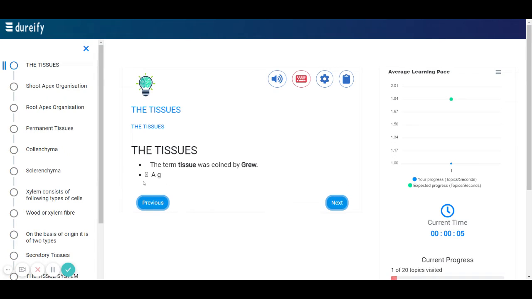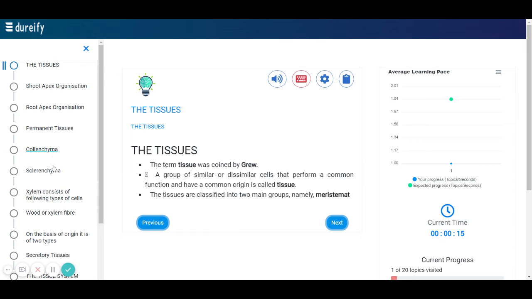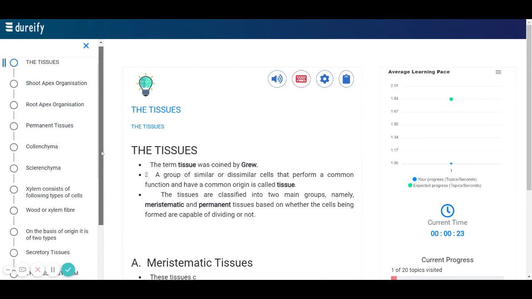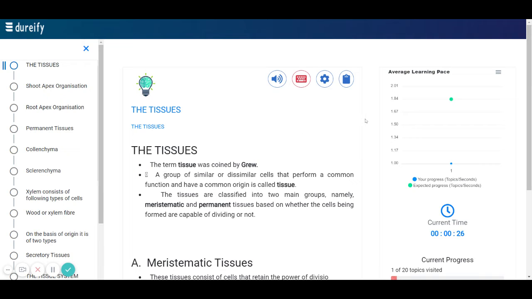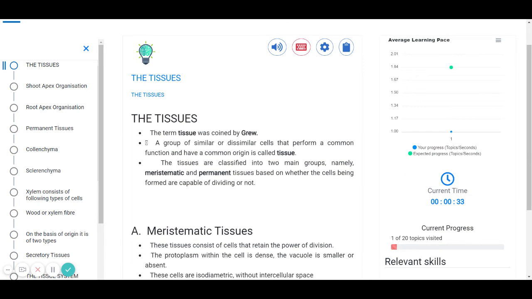and my learning starts. These are the topics covered under this chapter: the tissue, shoot apex organization, root apex organization, permanent tissues, collenchyma, sclerenchyma, xylem consists of following types of cells, and many more. Scroll down and go for it. Along with this, you will be able to see the time which you are devoting for your studies. Here, current time is being shown and your progress. Currently, we are on the first topic of 20 topics. We are on the tissues.